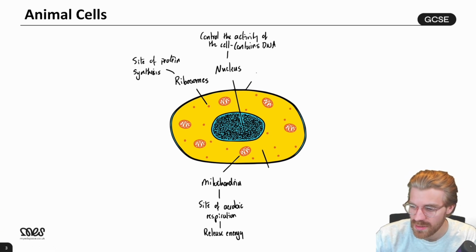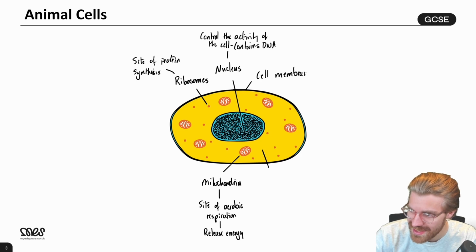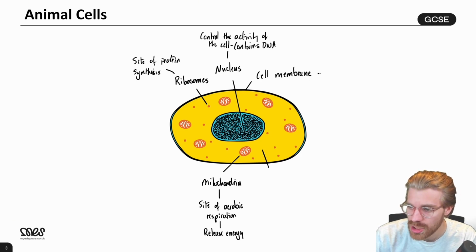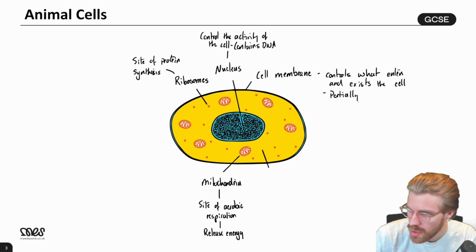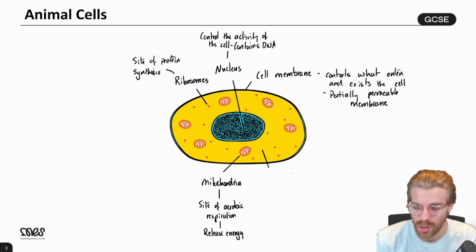Our next part of the cell is our cell membrane. Now the cell membrane is this external surface and it controls what enters and exits the cell. And it does that by being what we would describe as a partially permeable membrane. That means that only some things can pass through it and other things cannot pass through.